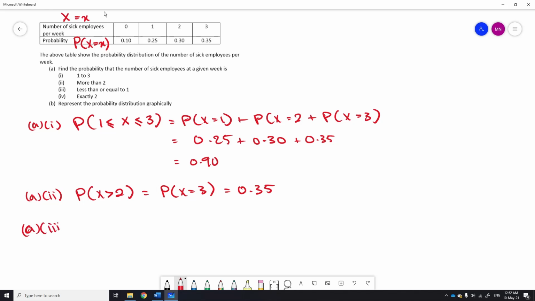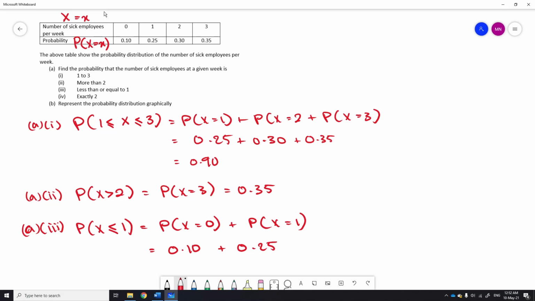For A3, less than or equal to 1. So probability of x less than or equal to 1 means from 0 until 1 only. So we get the probability of x equal to 0 plus probability of x equal to 1. So that is 0.10 plus, and then we have 0.35.